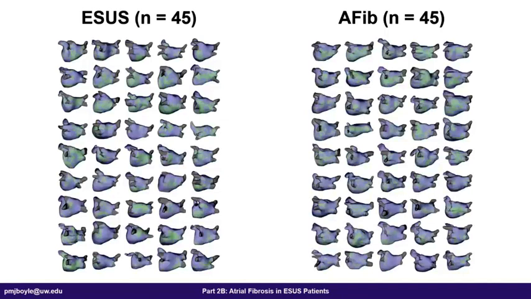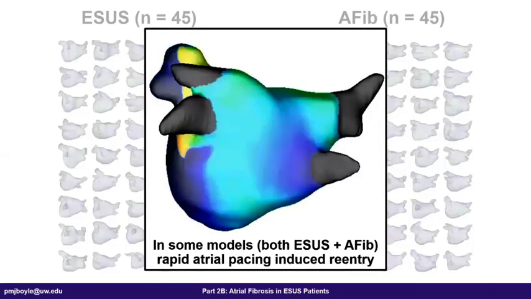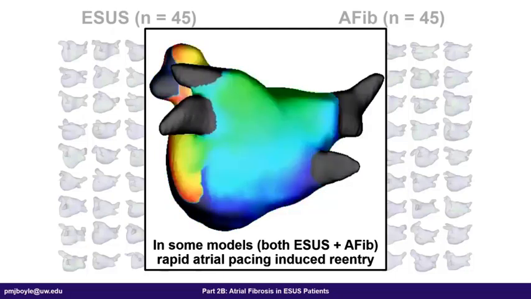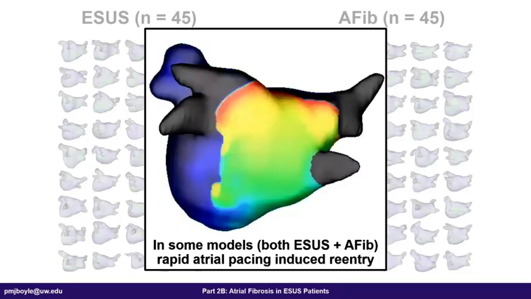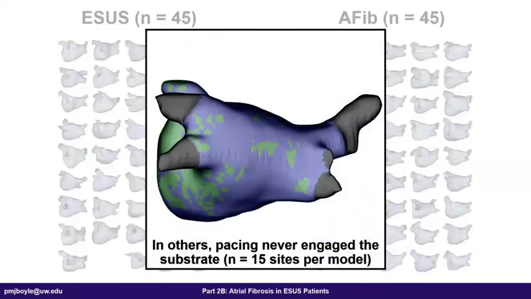These slides are a little bit clunky because they're 90 individual images embedded here. And so we have 45 ESUS models, 45 AFibers. You can see there's a diversity of the spatial distribution in the atrial geometry. In some of the models, both in the ESUS and AFib cohorts, pacing of the atria resulted in reentry. You can see we're pacing here from the right inferior pulmonary vein, and the driver is forming in the posterior inferior left atrium.